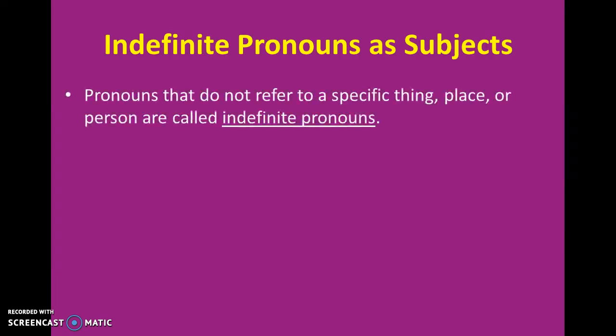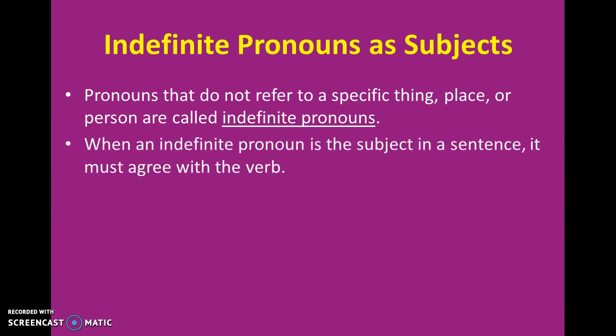Now I want to talk about indefinite pronouns as subjects because they can be a little bit confusing. Pronouns that do not refer to a specific thing, place, or person are called indefinite pronouns. The opposite would be a definite pronoun, which refers to a specific thing, place, or person. Examples of definite pronouns would be he or she or they or we, talking about specific people or things. But there are some pronouns that don't refer to these.